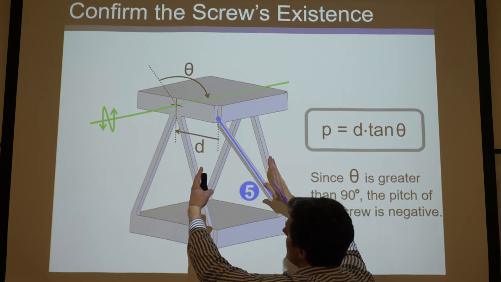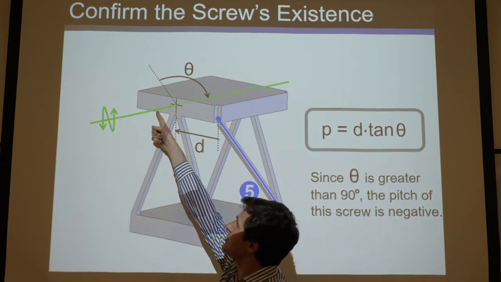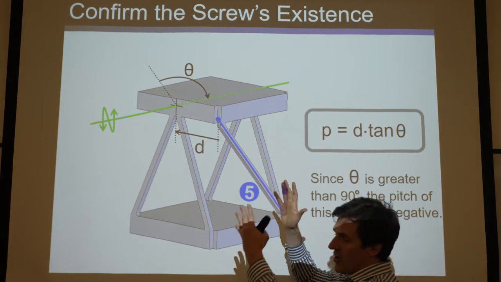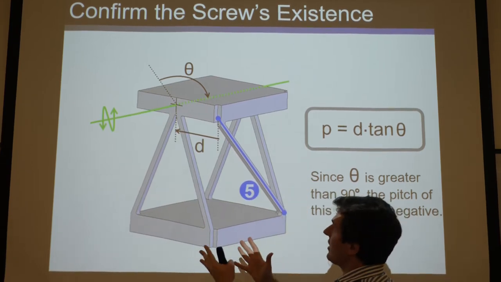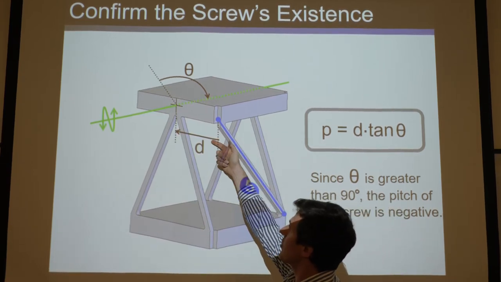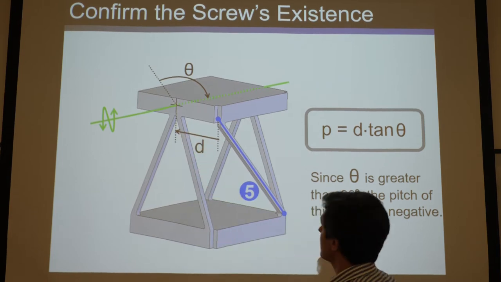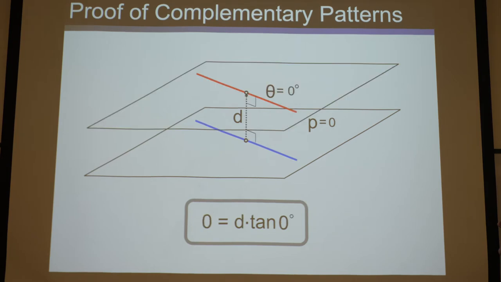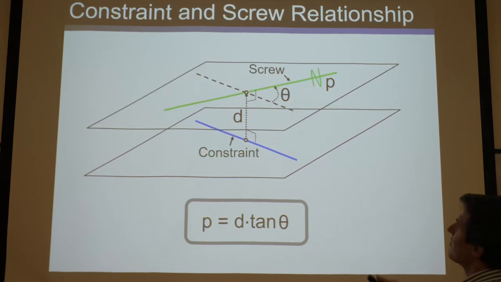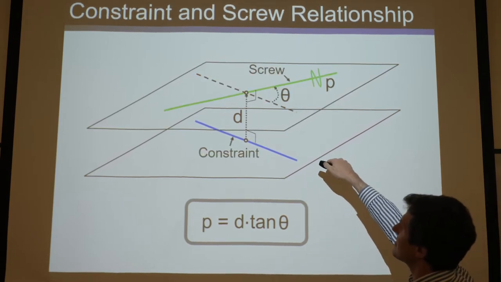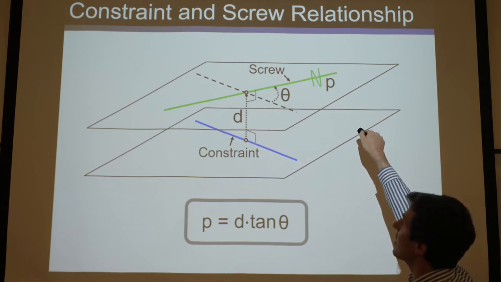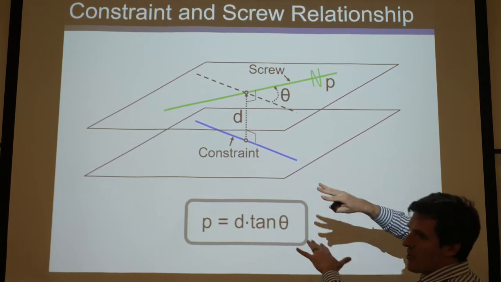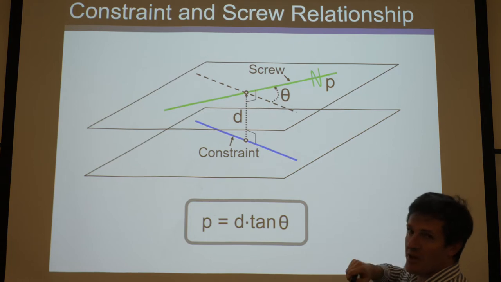Imagine the two lines you're looking at, the screw and the blue line, are both on planes that are parallel, and that will define the shortest distance line D. Because remember, if we go back to here, D is the shortest distance between the blue and the green, which, if you think of them both on two parallel planes, is the distance between the two parallel planes.